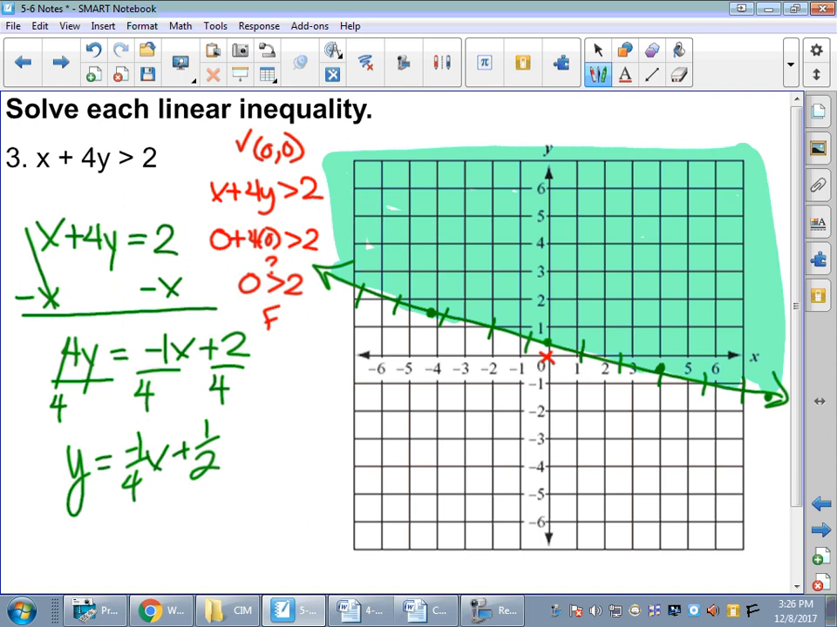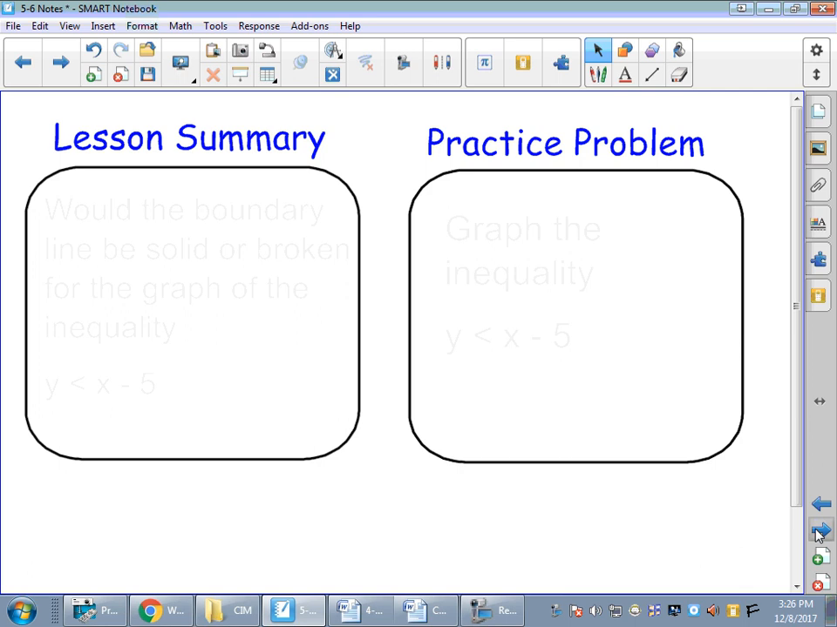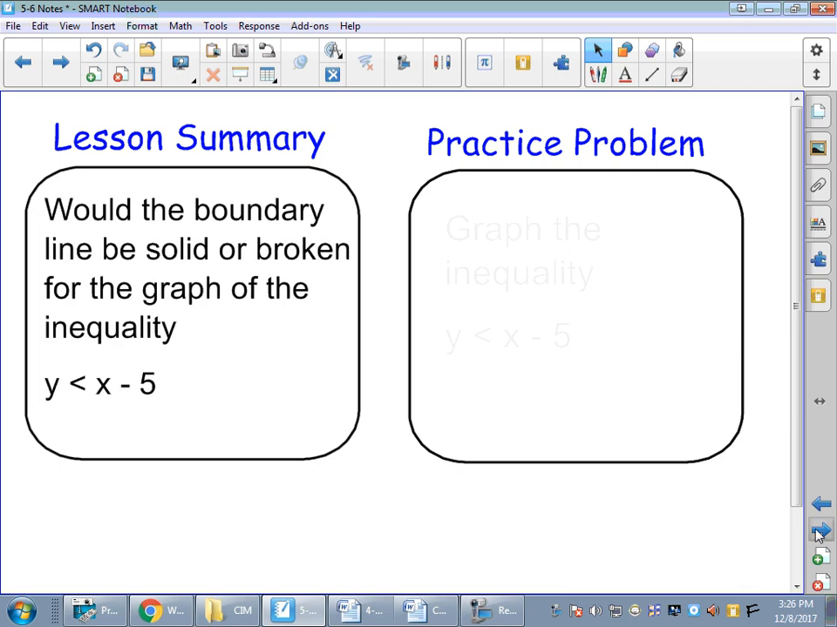Okay, so there you have linear inequalities. So lesson summary, I'm just curious, if you were to graph y less than x minus 5, would the boundary line be solid or broken? And then I actually want you to go ahead and graph that inequality. Don't forget to shade. Don't forget to look for solid or broken. Good luck.